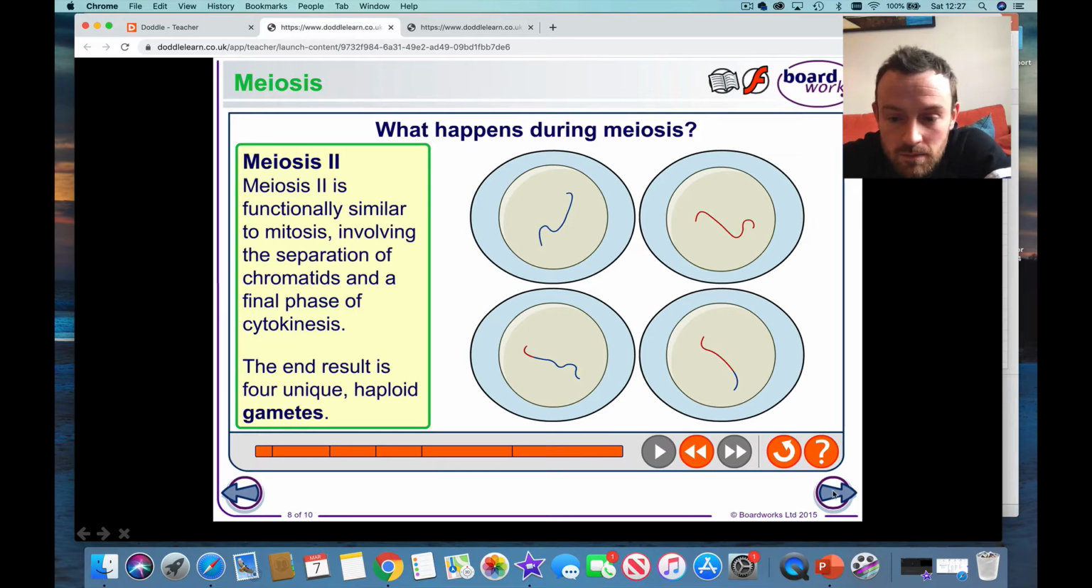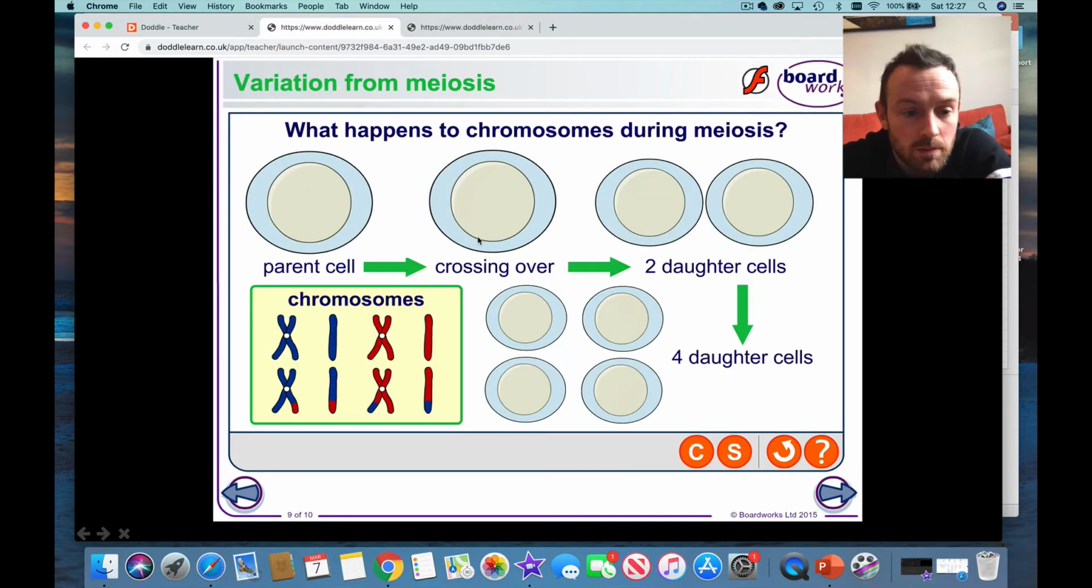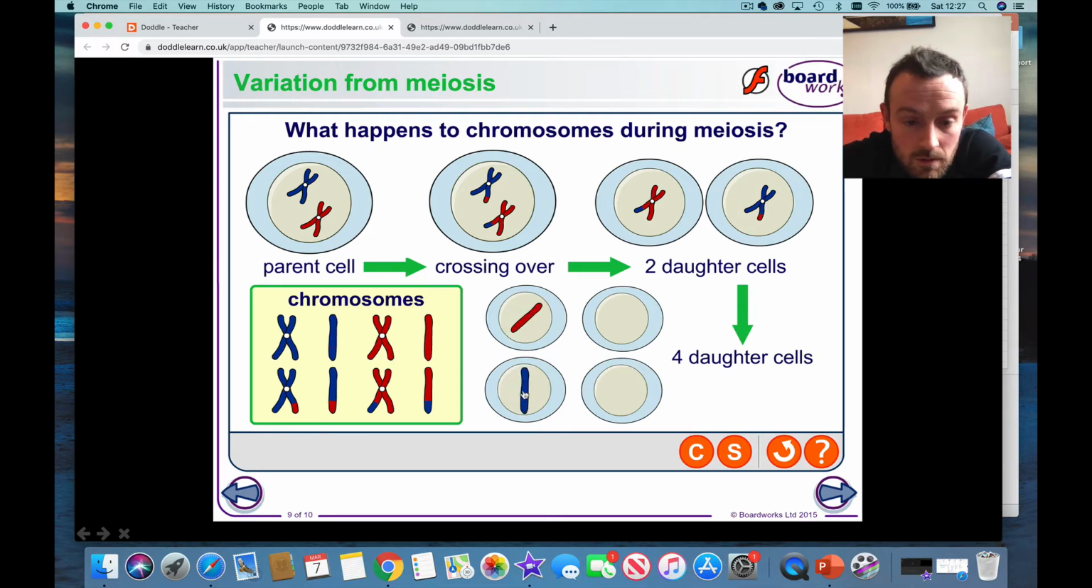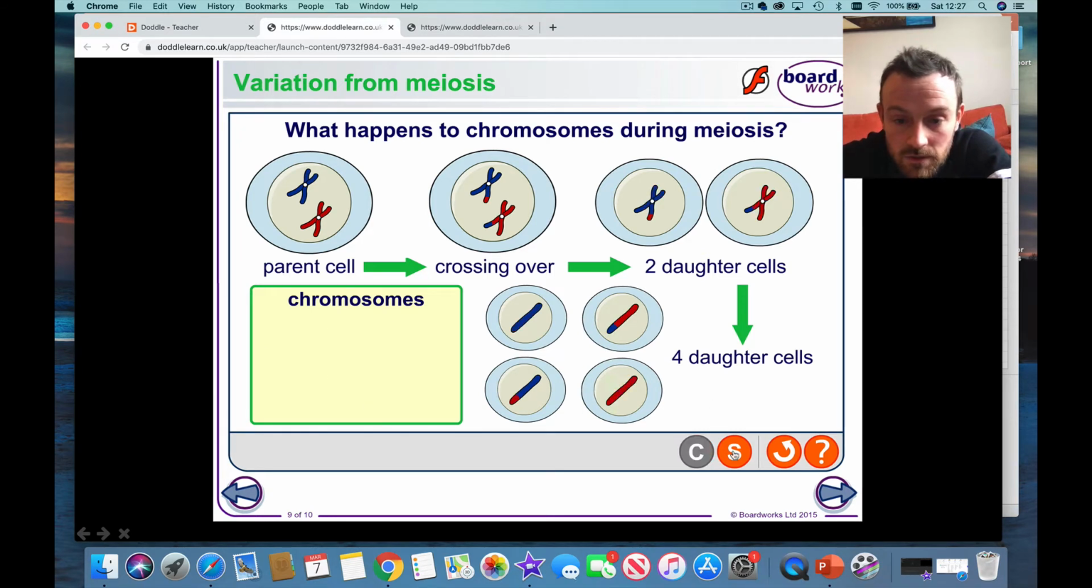So did you get the starter right? So this is what you would be looking for. So in the parent cell, you would have this chromosome and this chromosome. Crossing over would produce a little bit of an exchange. So you sort of have something like this. And then you would get, well, no, sorry, hang on a minute, it's not that one. It's this one and this one. And in the 4 daughter cells, you'd have 4 different chromosomes, each genetically distinct. Let's check that's right. Yeah, there we go. Okay, let's go back to the slideshow.